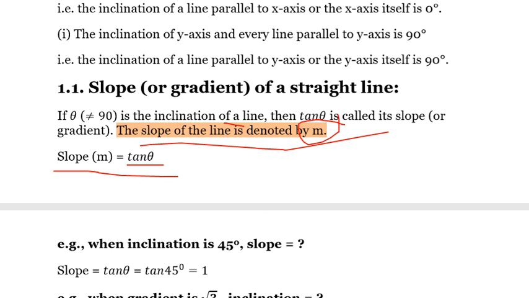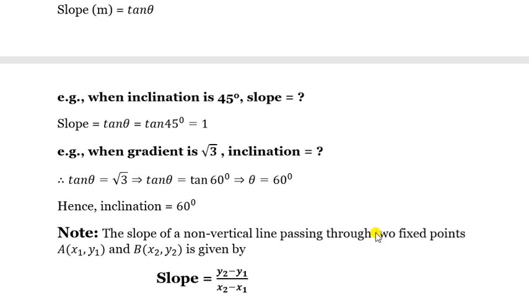Now we are going to see a few examples. When inclination is 45 degree, that means the angle of inclination is given, you have to find the slope. You know the formula: slope is equal to tan theta. The value of theta is 45 degree, so tan 45 degree, and the result is 1. So slope is 1 when inclination is 45 degree. So when inclination is given to you, you can find out slope.